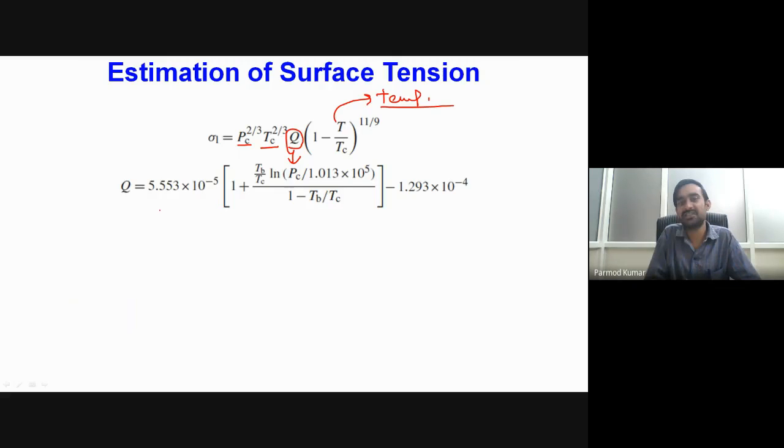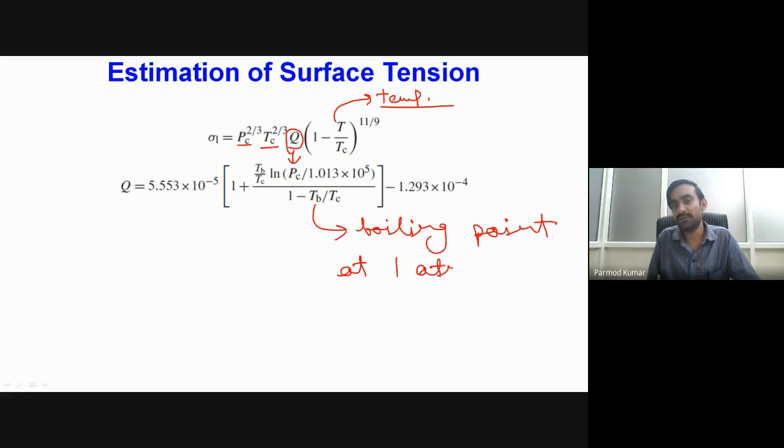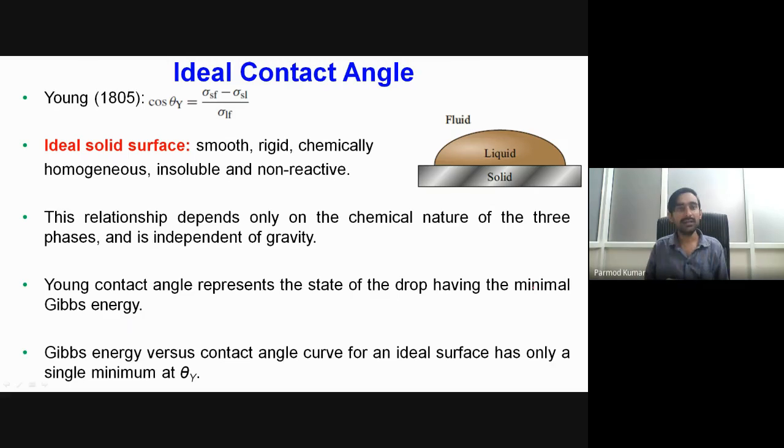Okay, and the value of Q is given over here. You can see in this value of Q, we have one of the temperatures as Tb. So this Tb is equal to the boiling point at 1 atmospheric pressure of the liquid for which we want to measure the surface tension. Okay, so if we apply this relation, we can get the value of surface tension. However, it will not be very accurate, but it will be approximately close to the exact value of the surface tension.